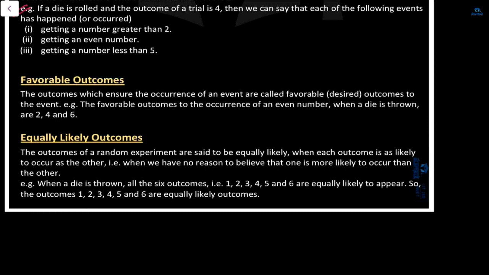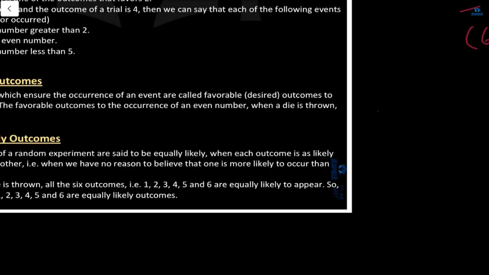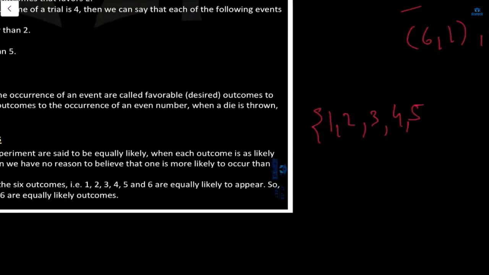So when you're throwing a dice, what is the sample space? First of all, 1, 2, 3, 4, 5, and 6. I'm asking you the favorable event of getting an even number. So it will be 2, 4, 6. For getting an odd number, it will be 1, 3, 5.